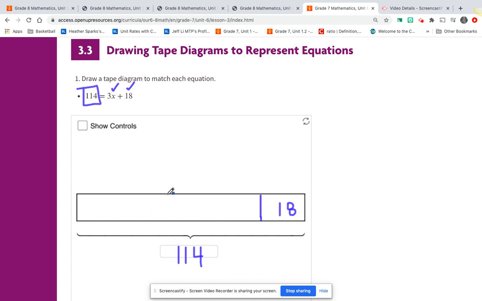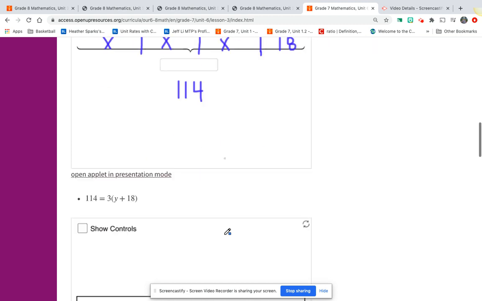So I have to split it up equally. And I'm going to try to do my best. So this has to be an x, an x, and an x. So 3 x's and an 18 make 114.